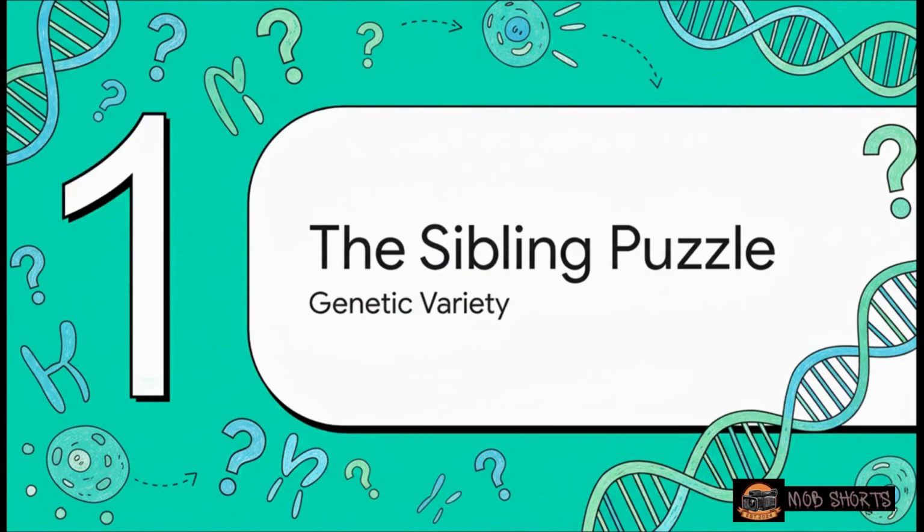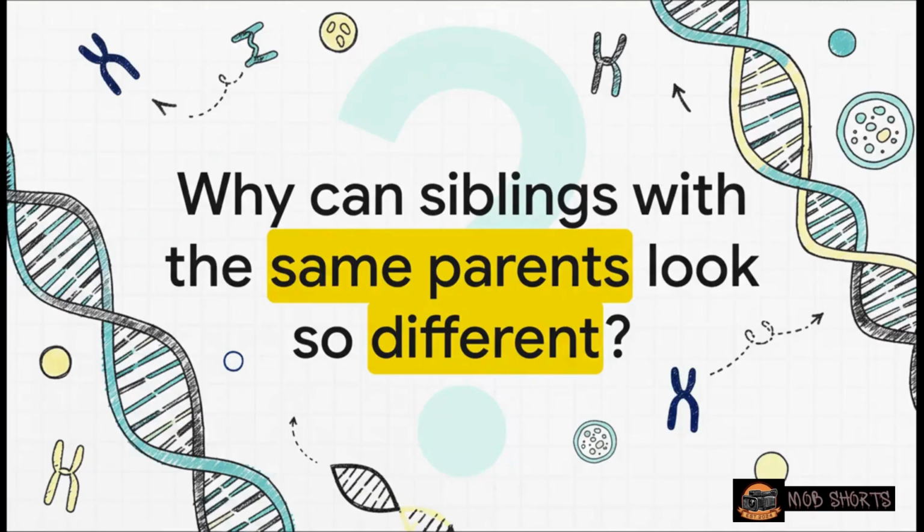All right, so let's kick things off by tackling a question that I'm pretty sure you thought about at some point. I mean, really think about it. How can you and your siblings share the same mom and dad, but end up looking and being so different? The answer isn't just random chance. No, it's a beautifully complex biological process that is specifically designed to create genetic variety. And it all goes down deep inside our cells.